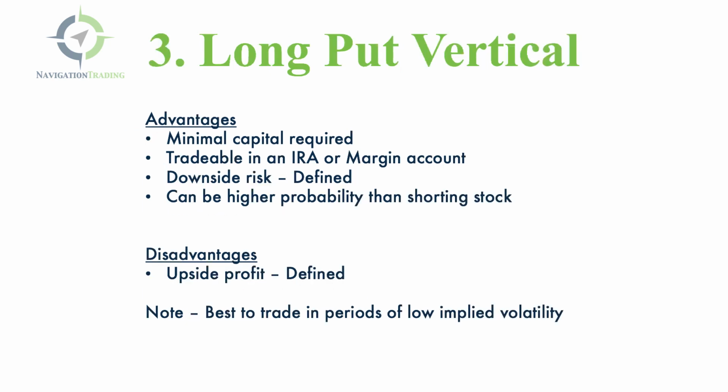Strategy 3, you could buy a put vertical. The advantages are there's minimal capital required. You can trade these in an IRA or a margin account. The downside risk is defined, so you know exactly what your risk is at order entry. And they can be a higher probability than simply shorting stock if you set them up correctly. The disadvantages are that you have upside profit defined. So you're capping your downside, but you're also capping your upside potential.